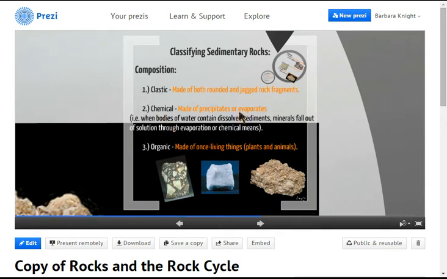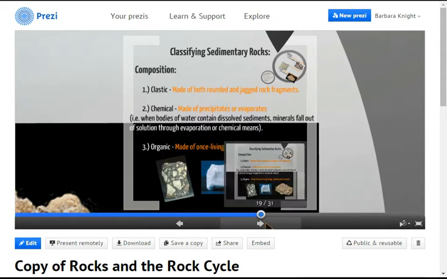The chemical sedimentary rocks are made up of precipitates or things that have been dissolved in bodies of water, and so they're made through chemical reactions. That's why they have their name, chemical sedimentary rock. Then our third category is organic sedimentary rock, which is made up of once living things, either plants or animals, in combination with other materials.